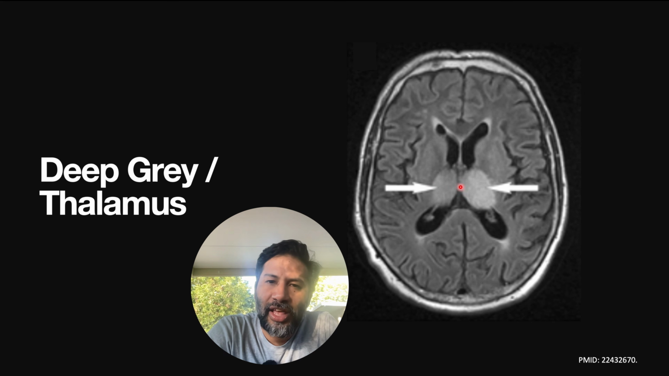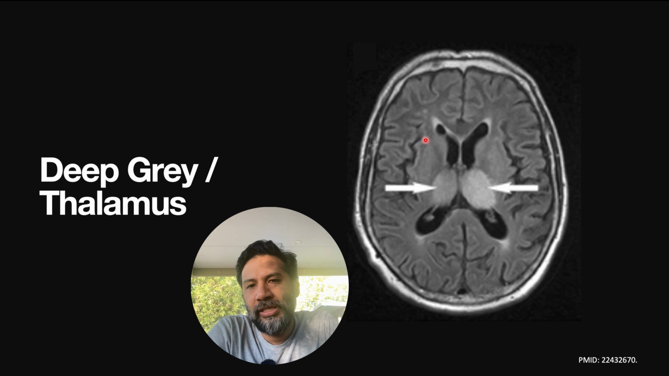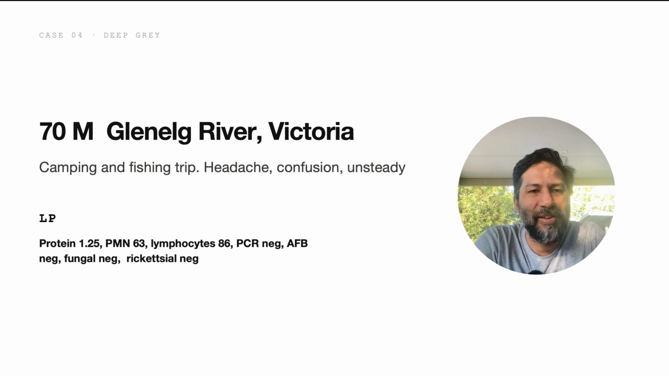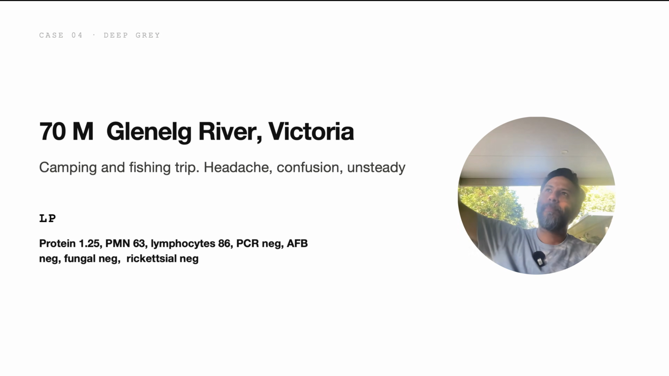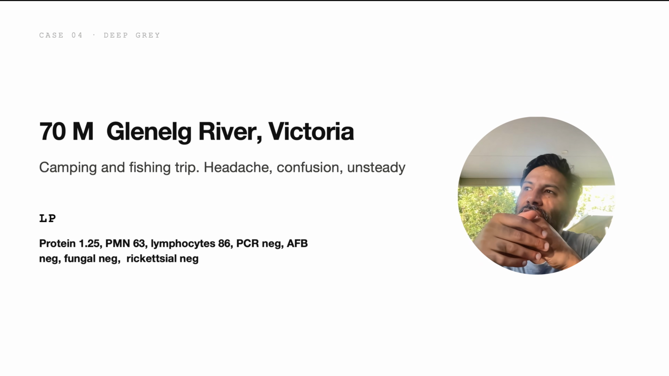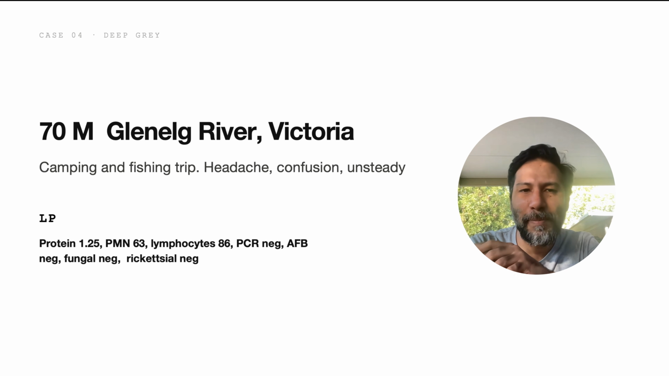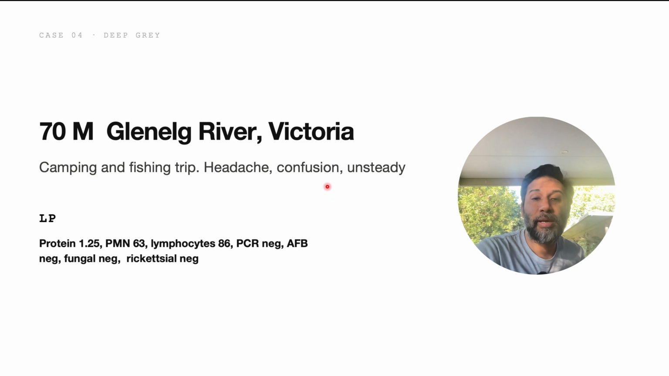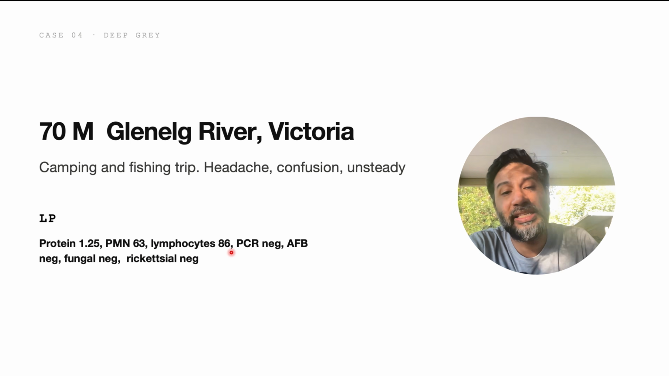So here we're in the thalamus, but deep gray also means the basal ganglia as well. You can see these are big, swollen, chunky, inflamed thalami. Here we've got a 70-year-old man on the Murray River, in Victoria, a region in the southern part of Australia. He's camping, he's fishing, develops a headache, confusion, he becomes unsteady, comes into hospital. So we've got confusion, a headache, maybe a little bit of meningeal involvement as well, but we've got a protein of 1.25, which is elevated, 63 polymorphonuclear cells and 86 lymphocytes.